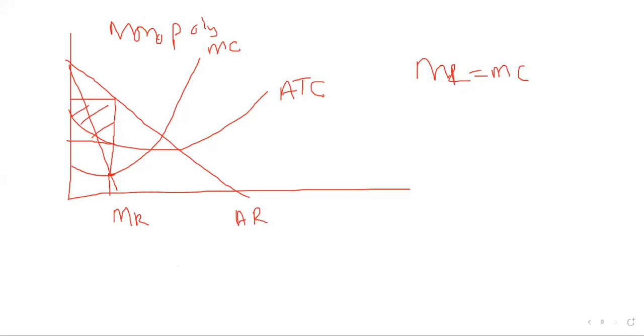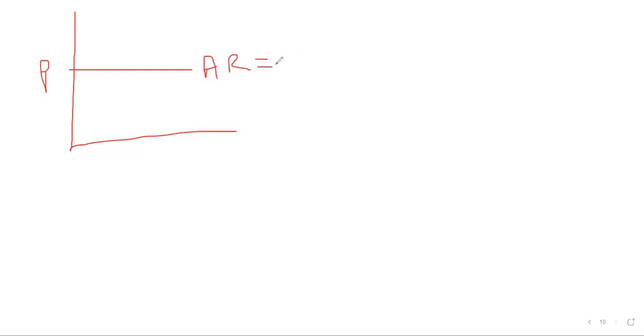For perfect competition it is the easiest. You just draw out a straight line there. Your price is the same as what? Your average revenue. It's the same as the marginal revenue. Then if you want, you can add those two curves. This is your average total cost, and this is your marginal cost.